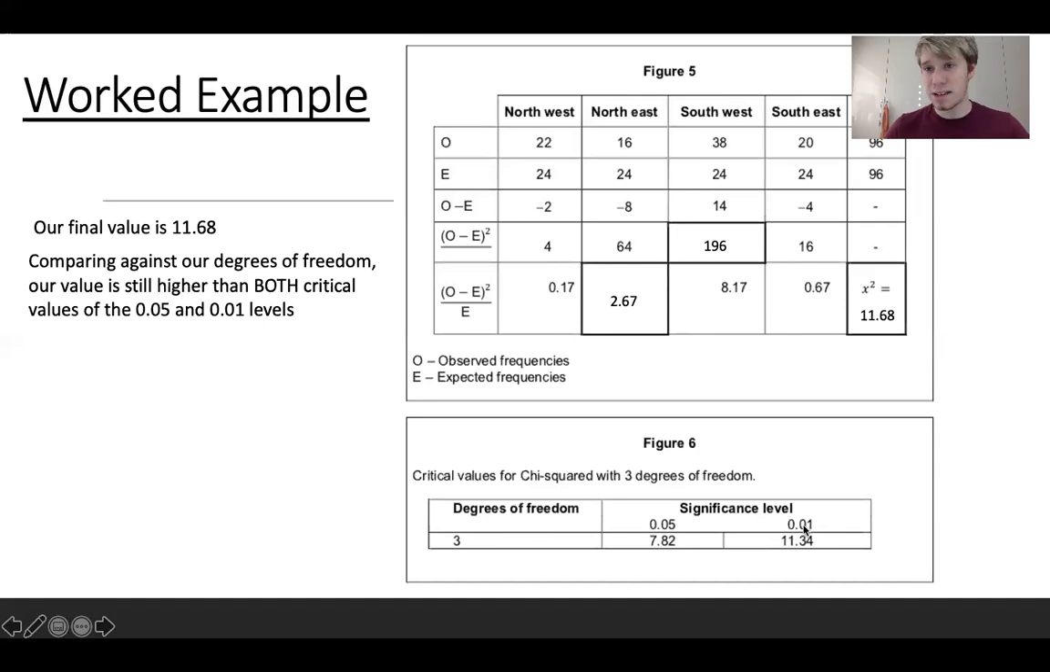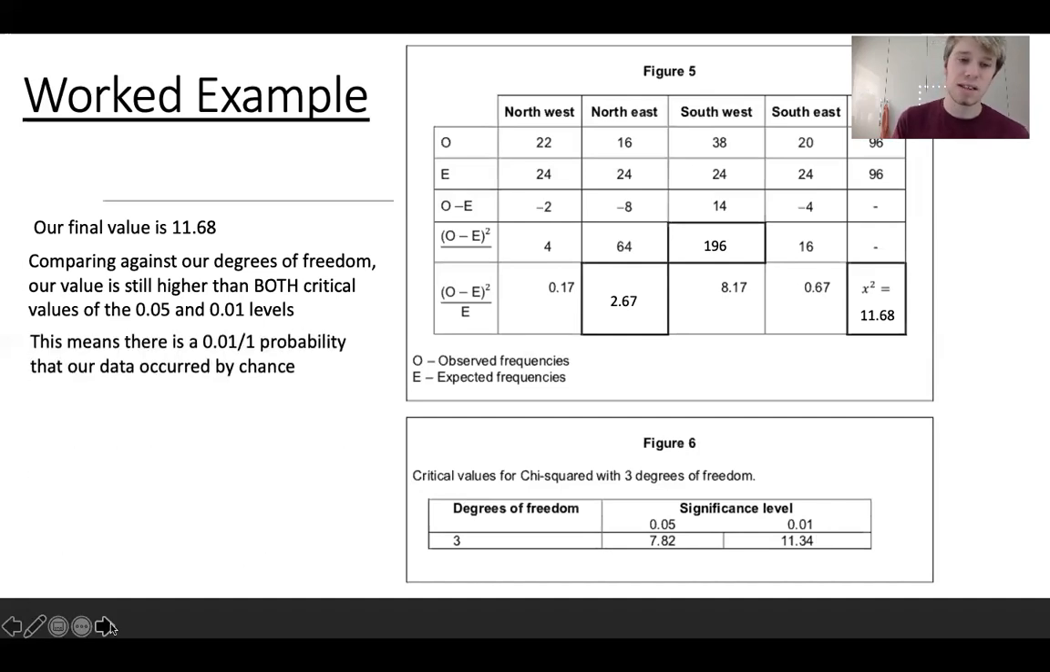Normally, they might ask you to calculate it, and they'll give you the table, and you've got to determine which one it is. So I'll give you a quick reminder. If you want to calculate degrees of freedom, it's the number of categories you had, so north, west, northeast, southwest, southeast, minus 1, which is why 4 minus 1, because we had 4 categories, equals 3. And that is our degrees of freedom. So keep in mind that it's higher than both significance levels. What does that mean? That basically means there was a 0.01 probability that our data occurred by chance. That's about a 1% chance that our data has occurred by chance.